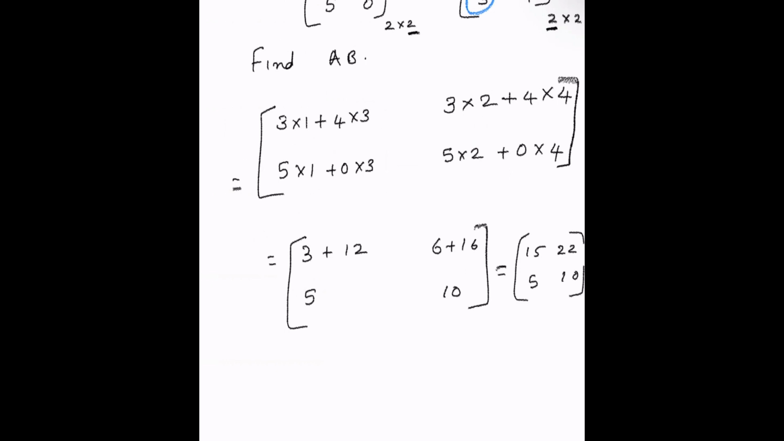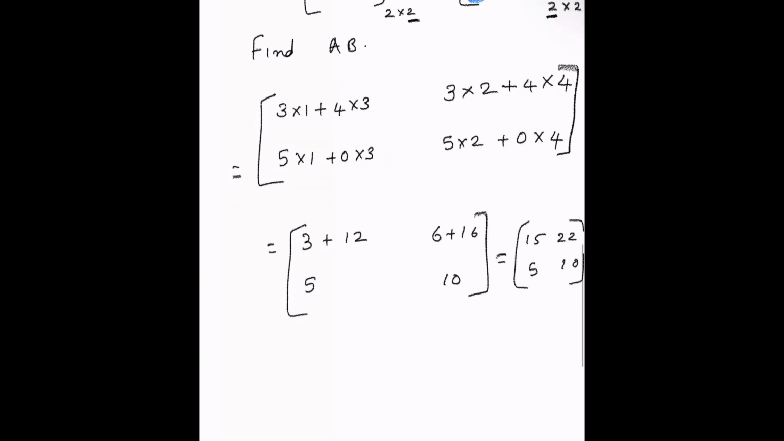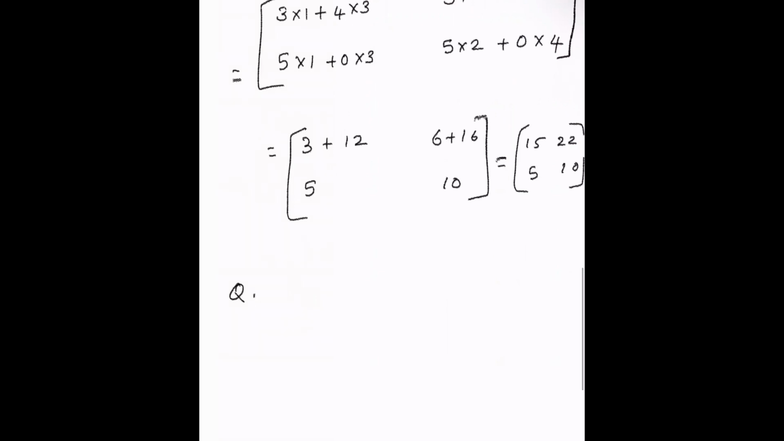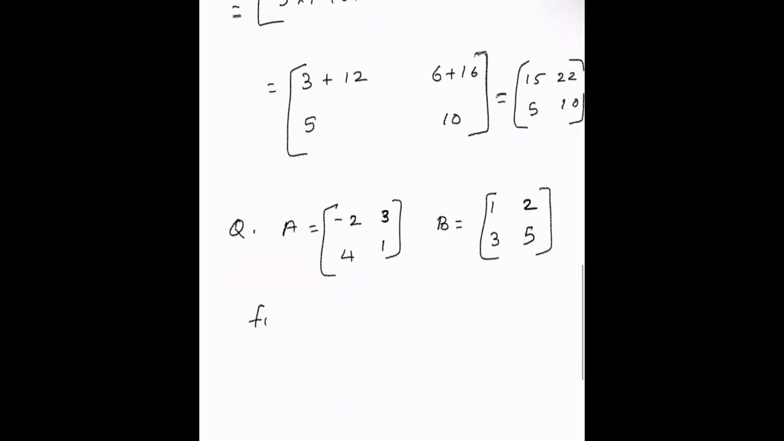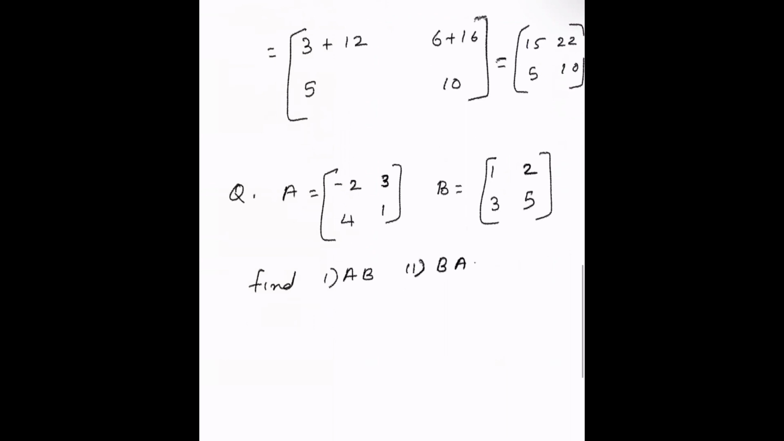Next question. A is equal to -2, 3, 4, 1. B is equal to 1, 2, 3, 5. Find first part AB, second part BA, and you need to find out whether BA and AB are equal.